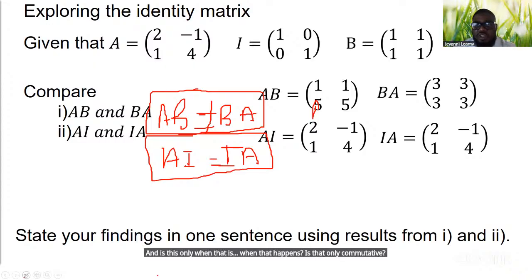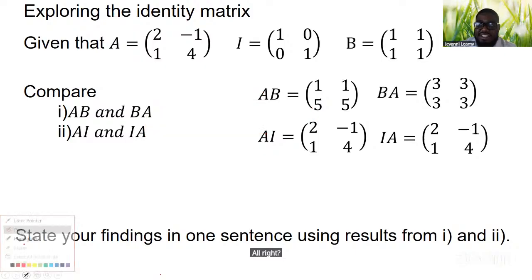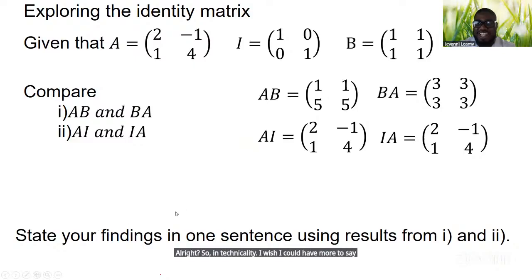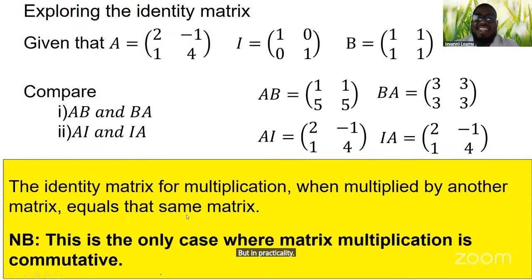At that stage, when you multiply the identity by any matrix, it's equal to the identity multiplied by the matrix, or vice versa. So that only happens when you have the identity matrix being multiplied. All right? So in technicality, I wish I could have more to say. I mean, more time. But in practicality, it means that the identity matrix for a multiplication, whenever you multiply a matrix by another, it will always be the same matrix.